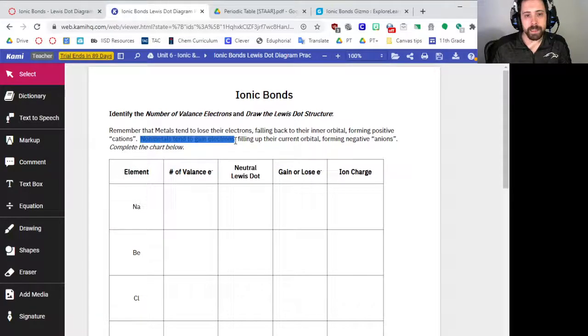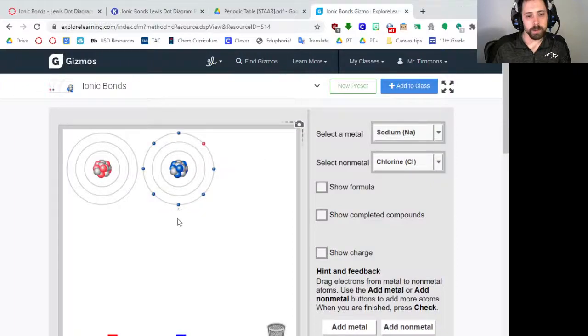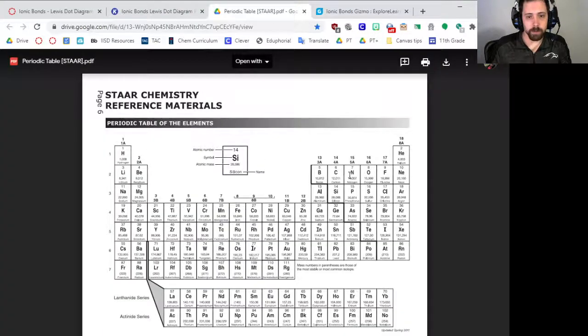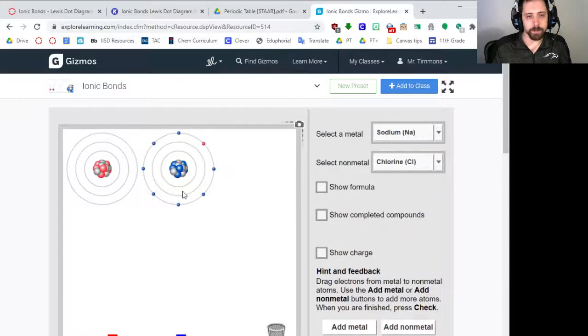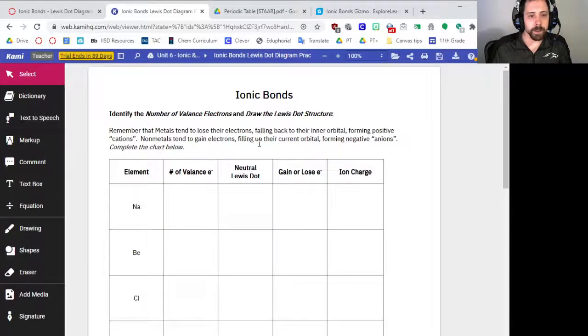Non-metals tend to gain electrons. So this chlorine, which is a non-metal, we know that because here's chlorine over here on the right side of the staircase. So our non-metals are over here. Chlorine gained an electron. So we're going to keep that in mind. And it's all about the octet rule, which you learned in the gizmo, right? Trying to get to 8 valence electrons. Okay, so let's keep that in mind, and let's fill out some of this chart.